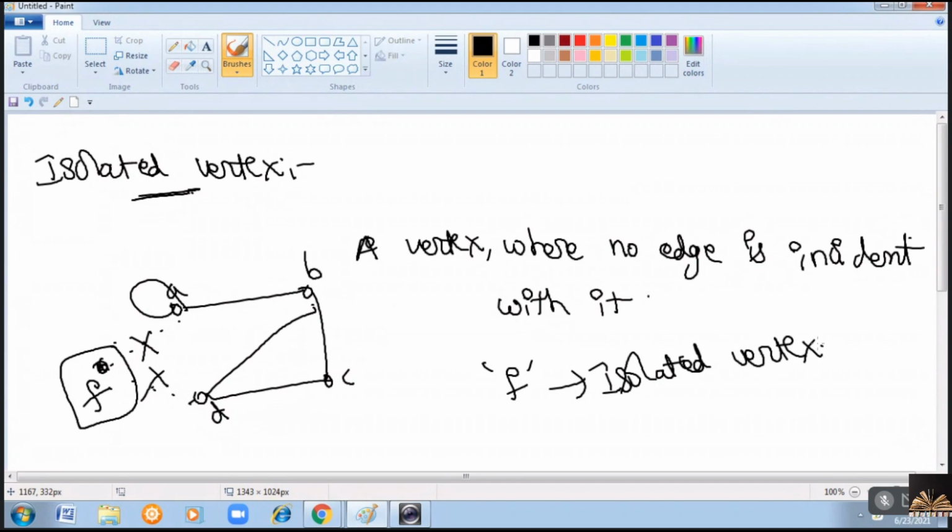Okay. Now, whatever graphs I have discussed as of now, like simple graph, multi-graph, isolated vertex, isolated graph, when you observe these graphs, there is no direction on the edges. All these are undirected graphs. You didn't mention the direction of the edge. When you don't mention the direction of the edge, we call it an undirected graph.